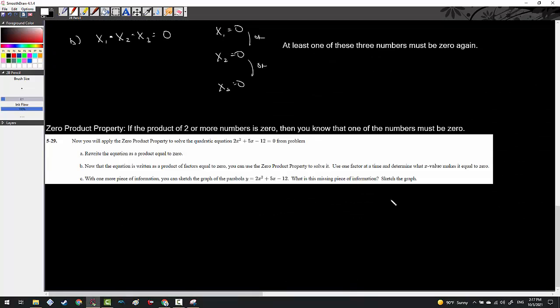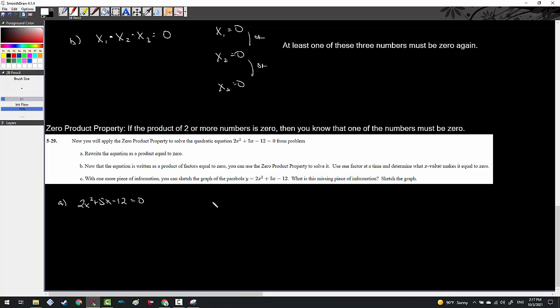And here we are with 5-29. It says, now you will use the zero product property to write the quadratic equation and solve. So from here, we're going to rewrite the equation as a product equal to 0. Right now, going back to this idea, we have an area written as a sum. We've got 2x squared plus 5x minus 12 is equal to 0. And we're going to write that area as a product.